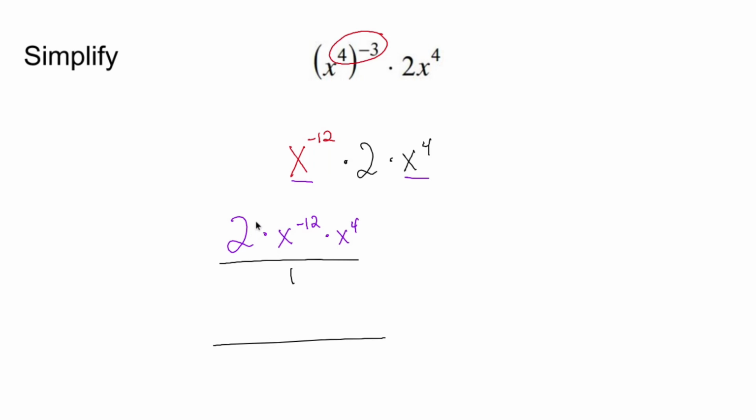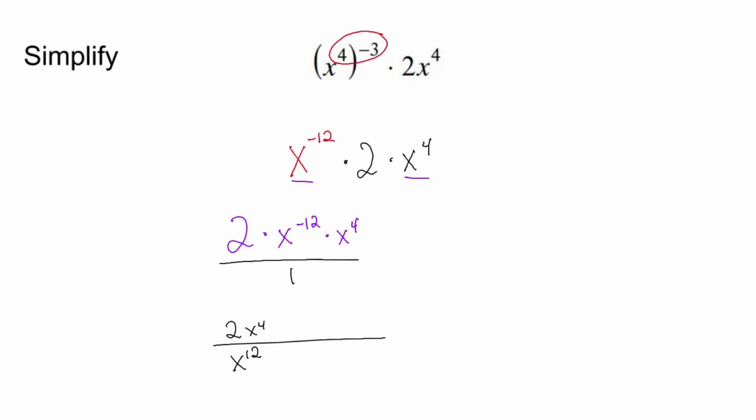If it has a positive exponent, then it stays. If it has a negative exponent, then it moves to the other side and becomes positive. So 2 stays up here in the numerator and stays 2. X to the negative 12 moves to the denominator and becomes x to the positive 12. And x to the fourth stays up here in the numerator.